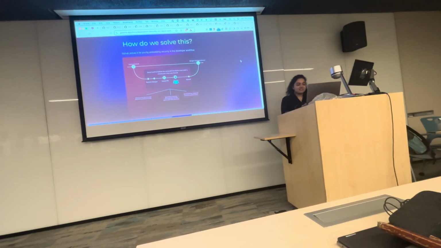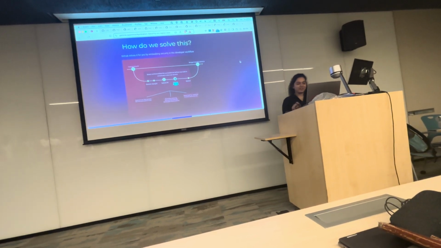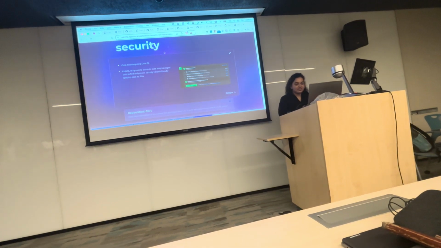So GitHub does this by doing code scanning, dependency scanning, and secret scanning. We'll see that in a short demo, on how it actually looks.